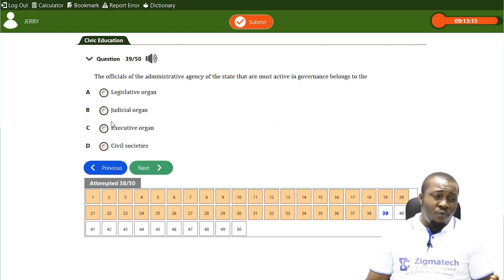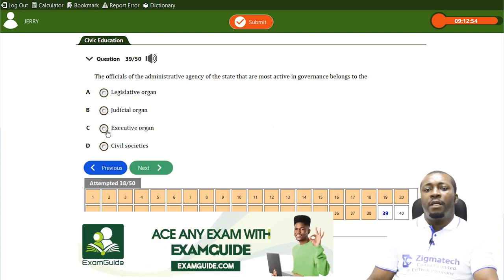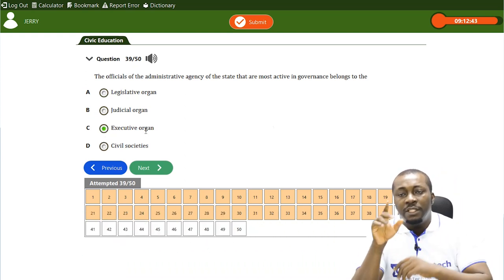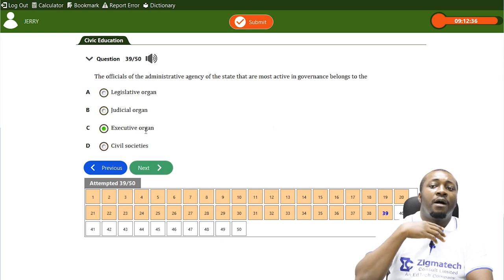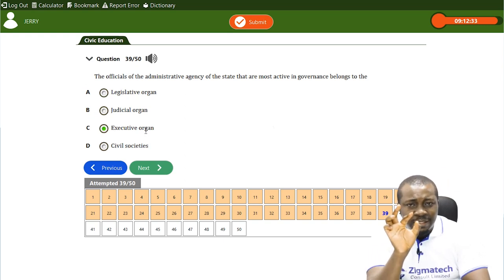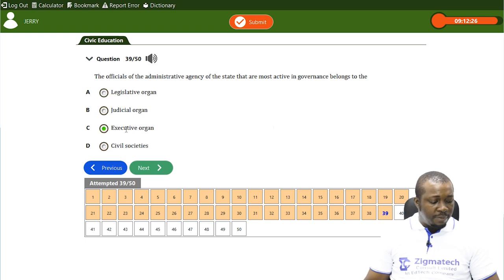Even though some of them can work in the legislative, like the clerk of the house. Now, B says judicial organ, no. C says the executive organ, this says civil services. Now, civil services is not part of this. Rather, civil societies is not the answer, because civil society are not even the government. Now, the answer is the executive arm, because this refers to official administrative agencies of government, you talk about the ministries, under the executive. Of course, we're talking majorly about administrative agencies, the ministries and agencies of government. So they are under the executive arm of government.